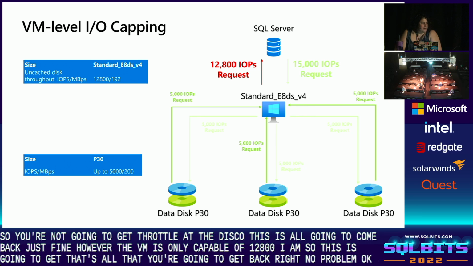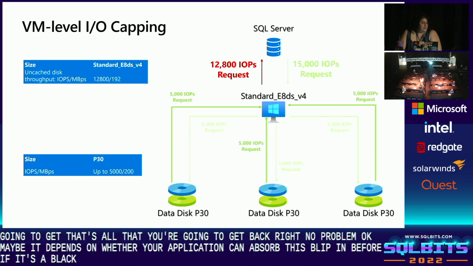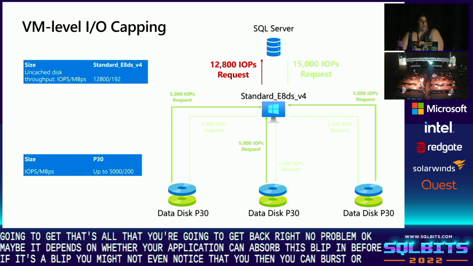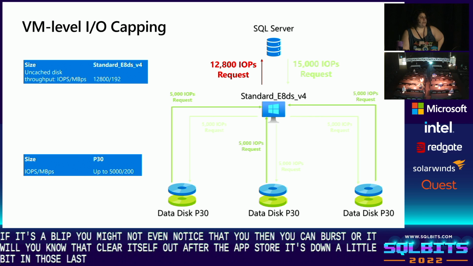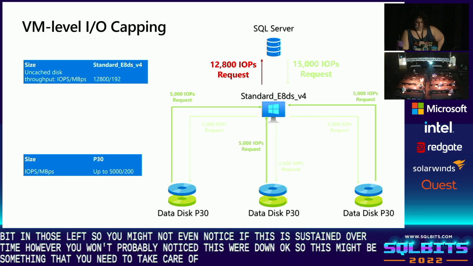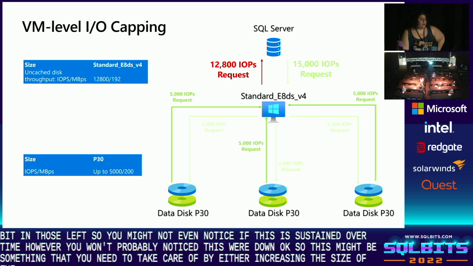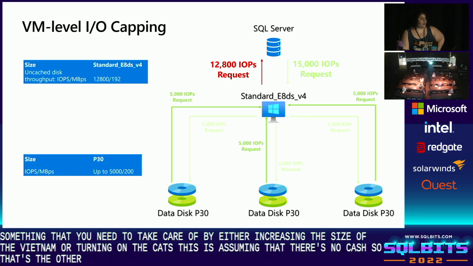Maybe, okay? Maybe. It depends on whether your application can absorb this blip in performance. If it's a blip, you might not even notice it. Either you can burst or it'll clear itself up after the app slows down a little bit and there's less I/O. So you might not even notice this. If this is sustained over time, however, you will probably notice this slowdown, okay? So this might be something that you need to take care of by either increasing the size of the VM or turning on the cache. What I have here assumes that there's no cache. So that's the other thing that we want to talk about, which is caching. How does caching come into play here?